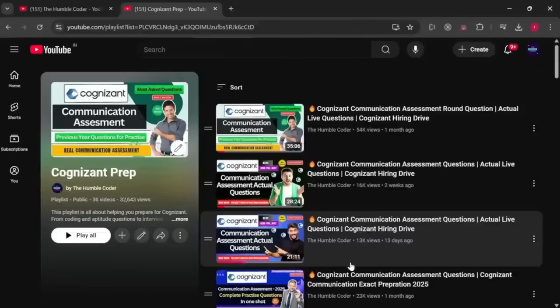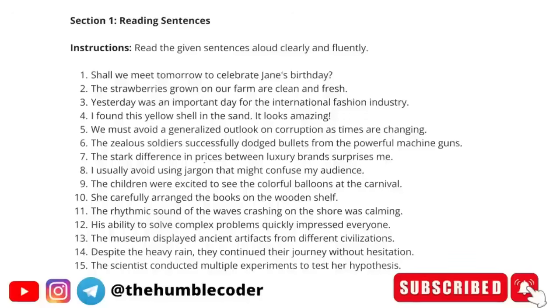So let's get started with the first section. Let's start by looking at the first set of questions that we have. In these questions, the instruction given to us is: read the given sentences aloud, clearly and fluently. Basically, we will be having sentences one by one on our screen. We need to read them aloud. I would highly suggest that before watching how I am pronouncing these sentences, you also try to read them aloud so that you get actual practice of how it will be in your examination.